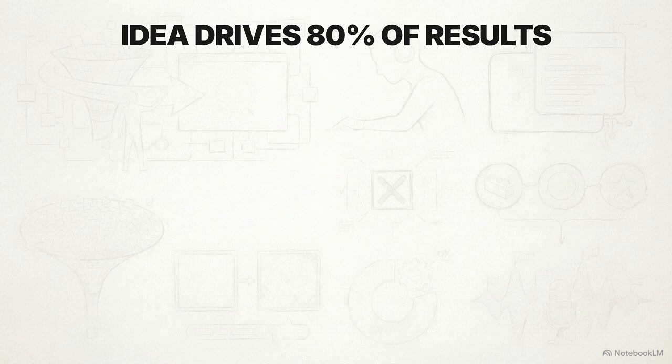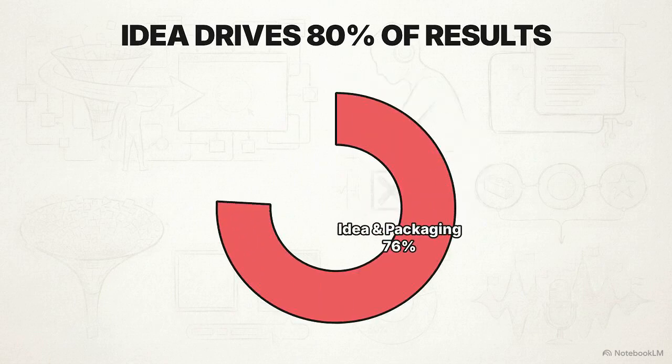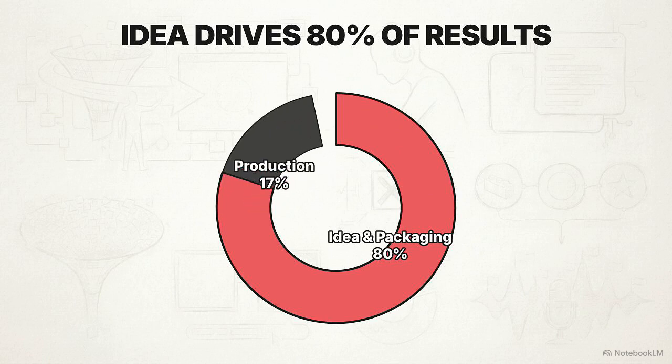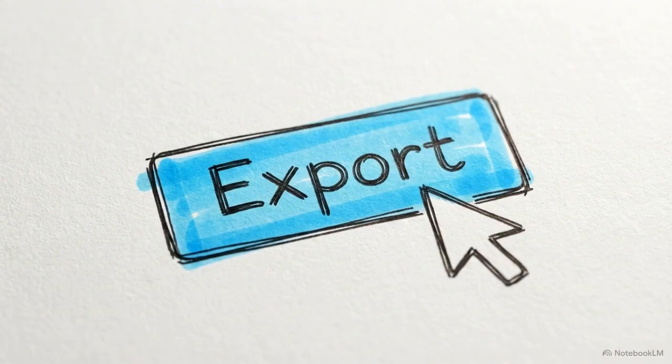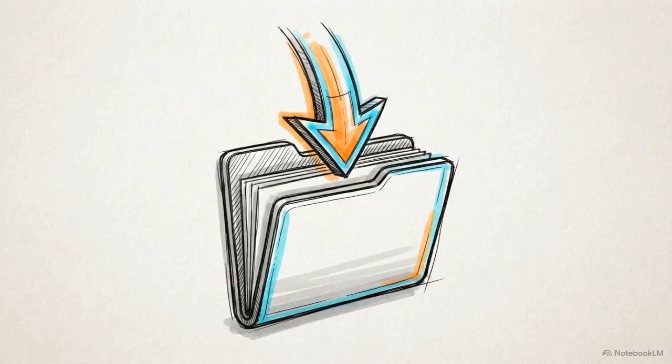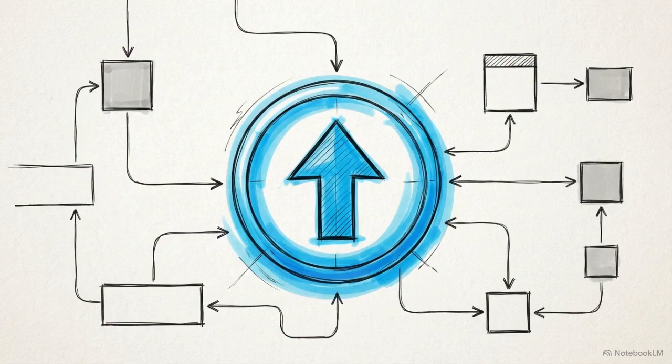This chart visualizes the 80-20 rule. 80% of results come from the idea and packaging, while production accounts for the remaining 20%. Focus human effort on strong concepts and delegate the rest of production to AI. From here, you simply hit Export, download your finished file, and upload it directly to YouTube.